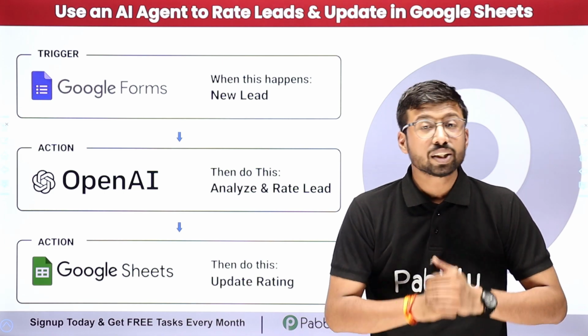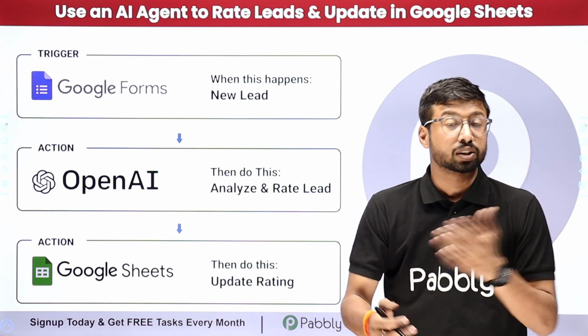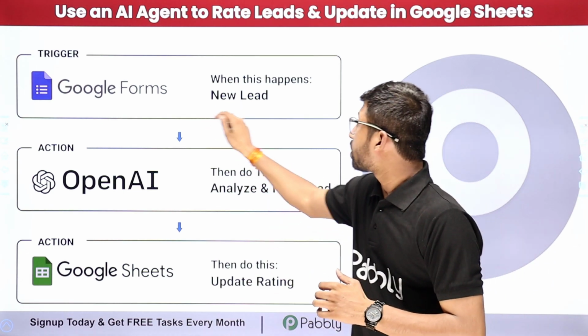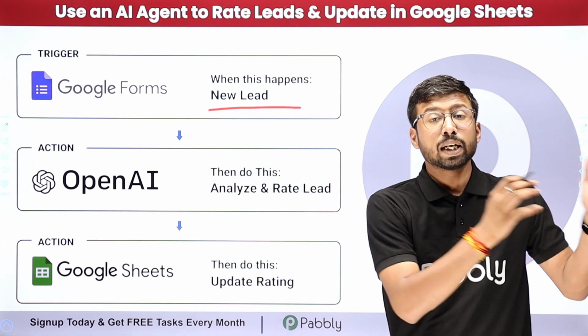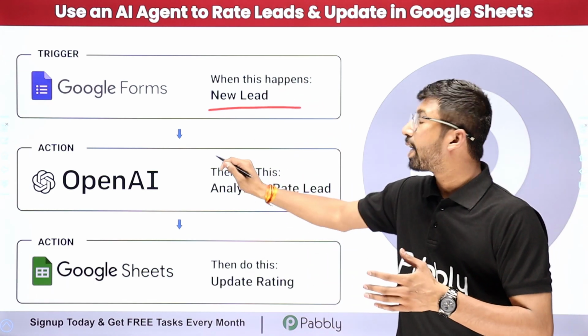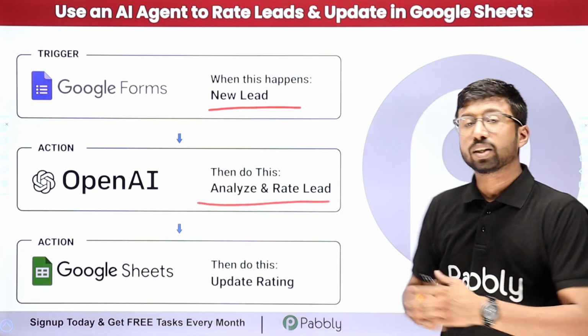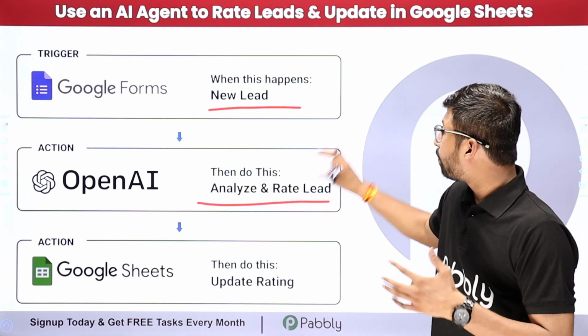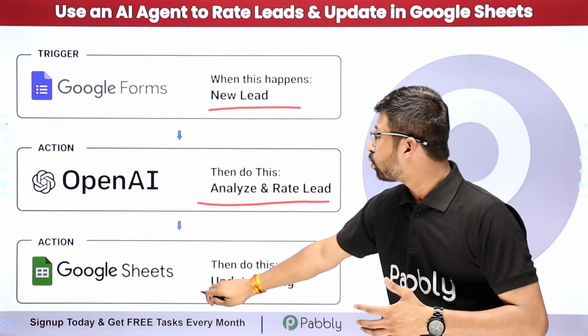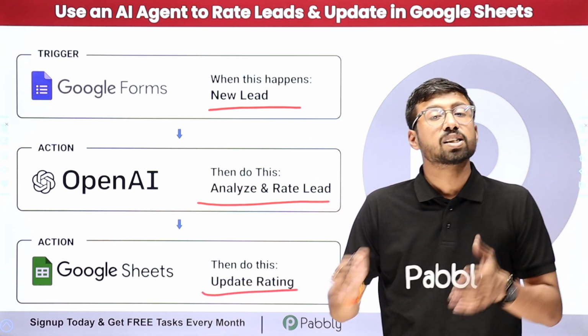So this AI agent is going to completely automate this process. This AI agent will first capture the new leads which we are getting from Google Forms and then send the lead responses to AI platform like OpenAI. Using OpenAI, we are going to analyze and rate the leads, and after that, we are going to update the same rating back into the same Google Sheet in which the lead details are added.